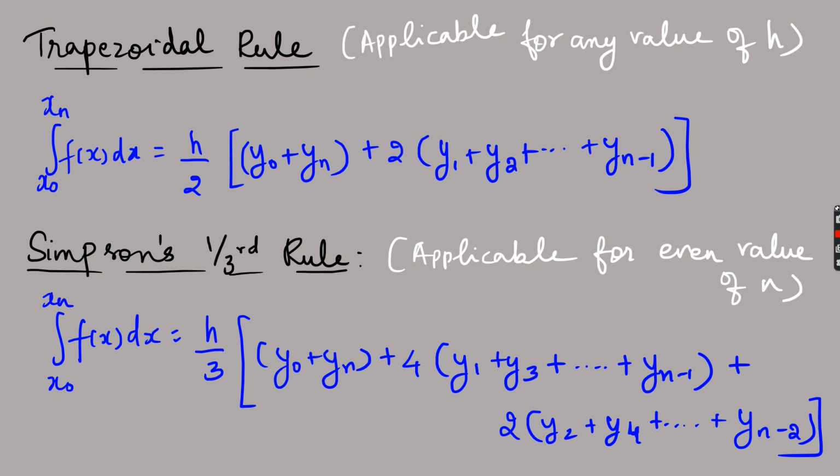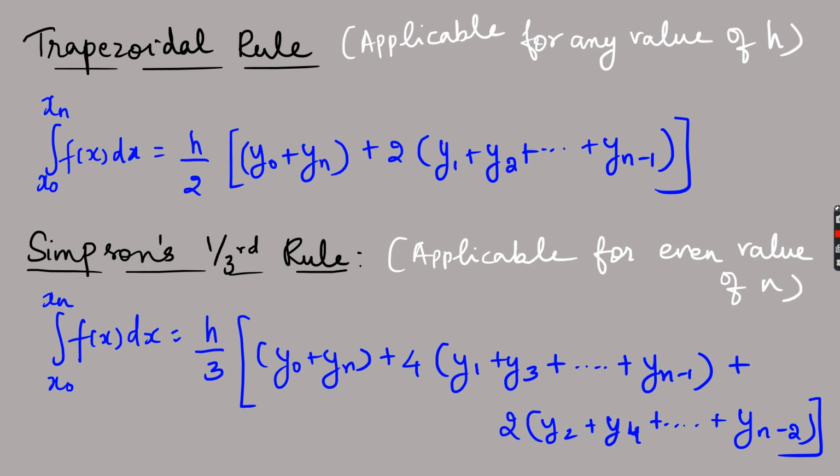Then Simpson's 1/3 rule is also given by the following formula, and this 1/3 rule is applicable for even values of n. So when you have h given and you see n is not an even number, it is odd, then you cannot use Simpson's 1/3 rule there.